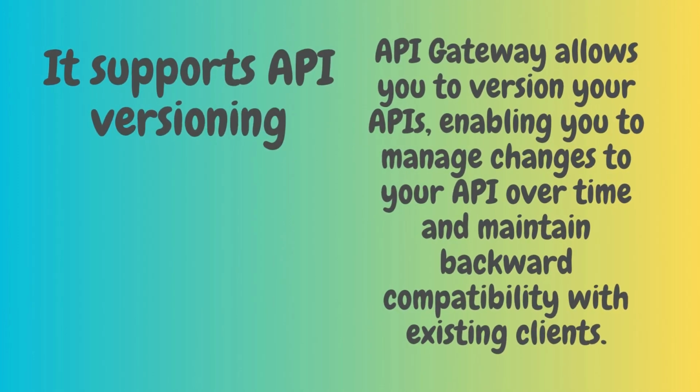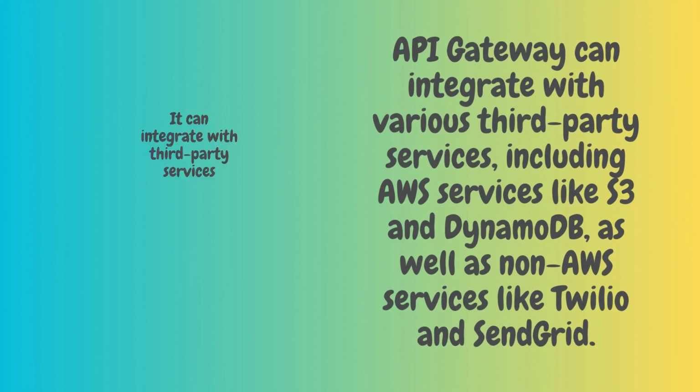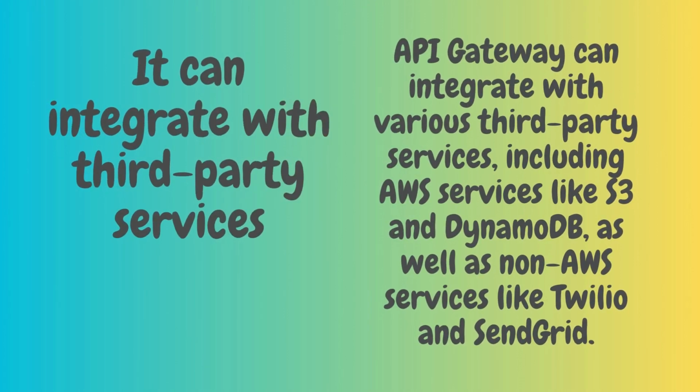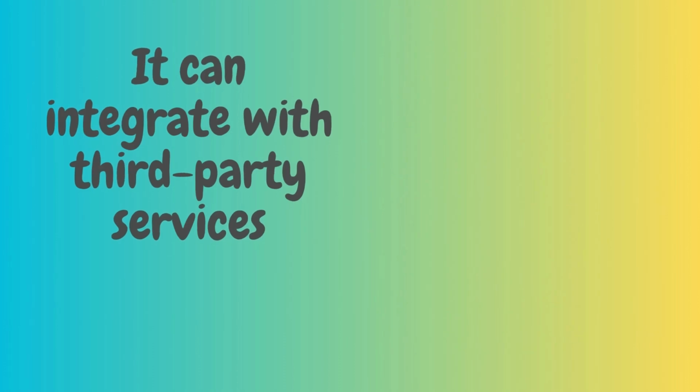It supports API versioning. API Gateway allows you to version your APIs, enabling you to manage changes to your API over time and maintain backward compatibility with existing clients. It can integrate with third-party services as well. Basically, we have AWS services like S3 and DynamoDB, and well-known non-AWS services like Twilio, SendGrid, and all those things. It has the ability to connect.